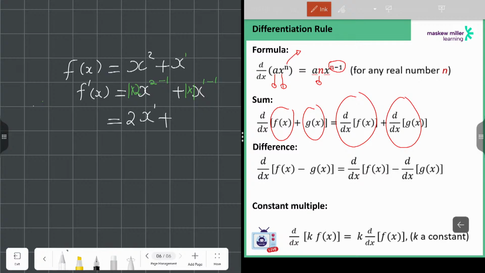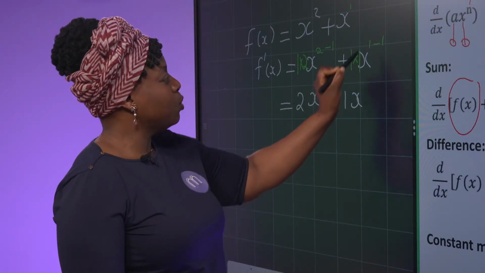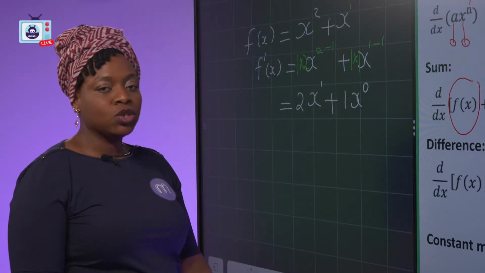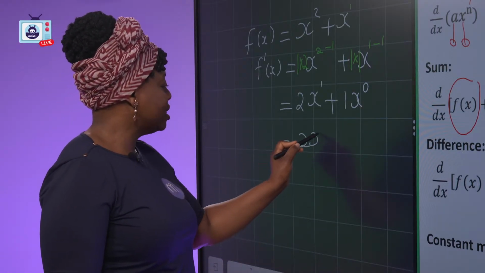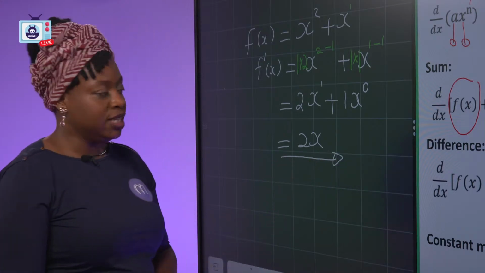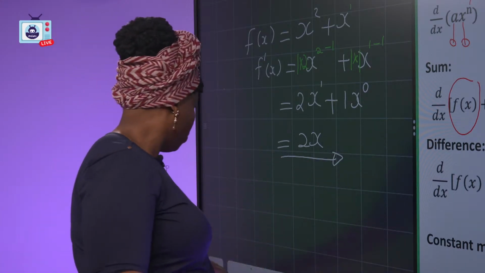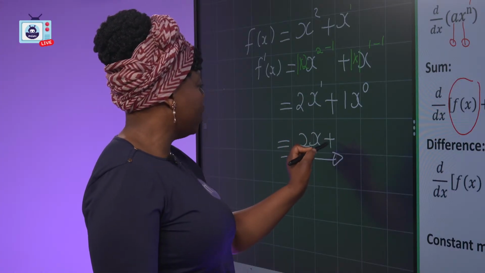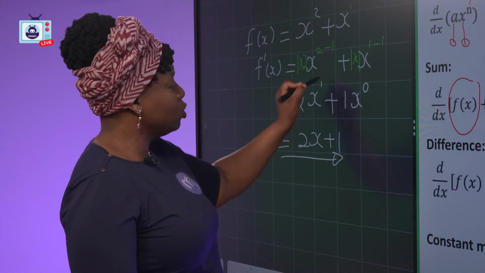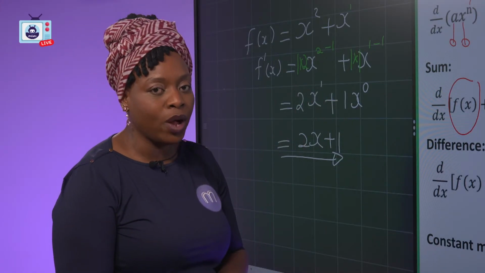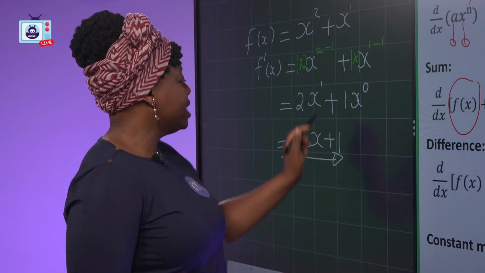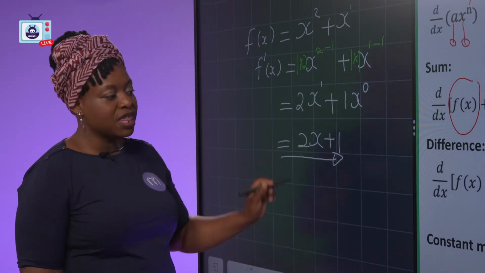Okay, so let's do the second one. We said 1 times 1 will still give us 1, but then x will have x to the exponent 1 minus 1, which is x to the exponent 0. So that means we'll have 2x, which is going to give us 2x plus 1. So that is 2x plus 1, right? Because this is 2x to the exponent 1, which is 2x, and then x to the exponent 0 equals 1. So 1 times 1 will give us 1. The same thing that you have here.